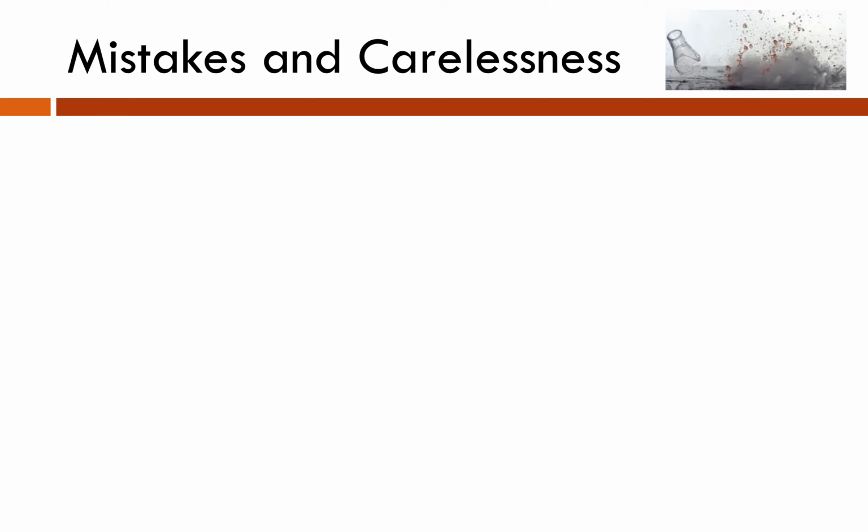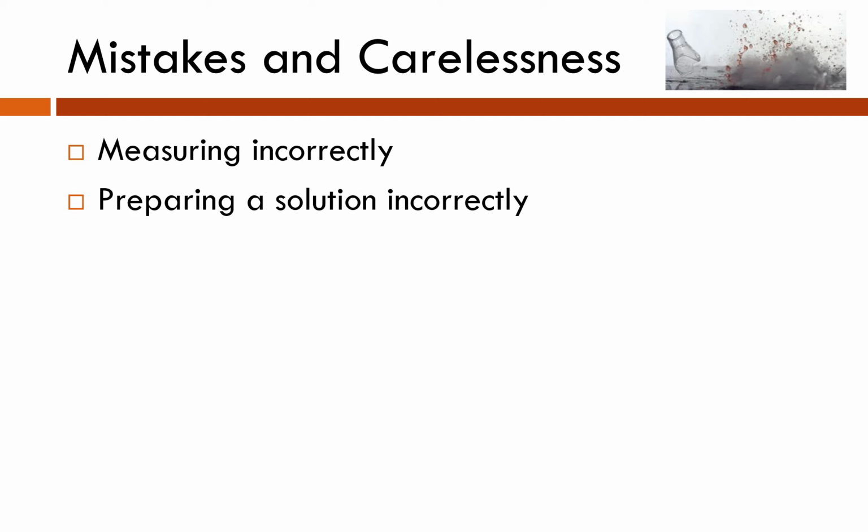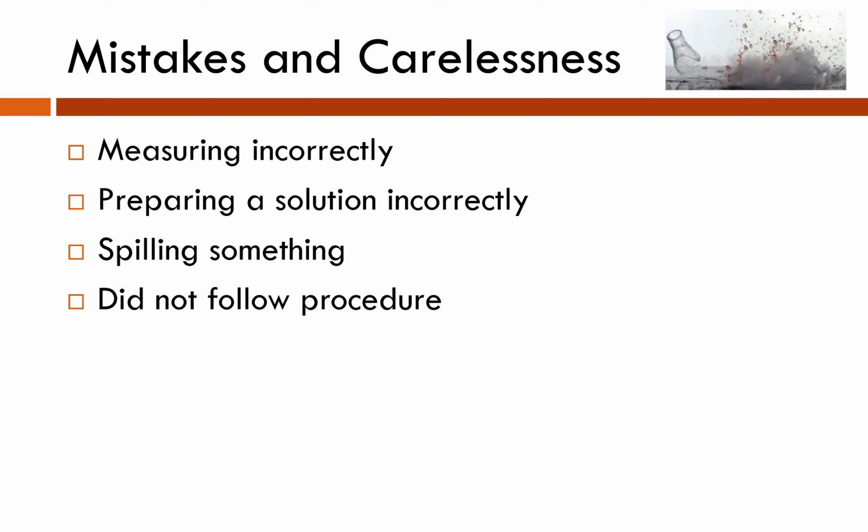All right, mistakes in carelessness. So I go through and I read your labs, and in almost every lab, you're asked to state your percent error or your percent range, and then talk about what could have happened to make it not equal to 0. And I'll get things like measuring incorrectly. So you can't use a graduated cylinder right. Preparing a solution incorrectly. You were asked to make 0.5, you made 0.05. You spilled something, or your lab partner spilled something, or you simply did not follow the procedure.